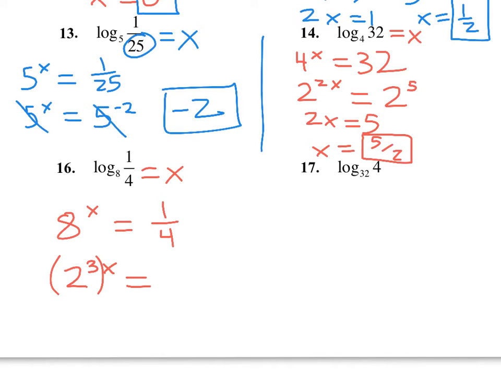Alright, we know that 4 is 2 squared. If I want it to go to the bottom, I put a negative in the exponent. Get rid of the bases. Set the exponents equal. Final answer is negative 2/3.